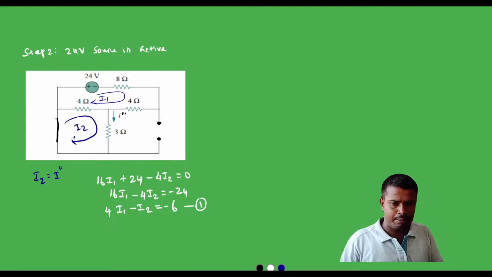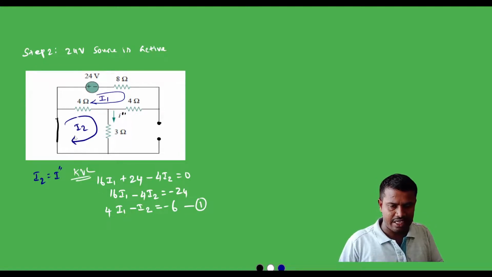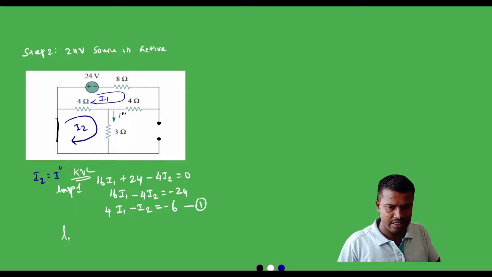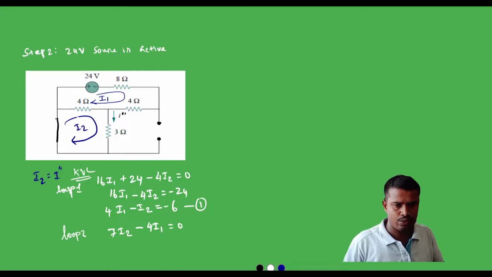Fine. When we apply KVL to loop 2, this is loop 1 and this is loop 2. In this loop, we can write 4 plus 3, 7 I2, and the 4 ohm resistor has the effect of I1 also, and the direction of current is opposite, so we can write minus 4 I1, which is equal to 0. Now let us say this is equation number 2.